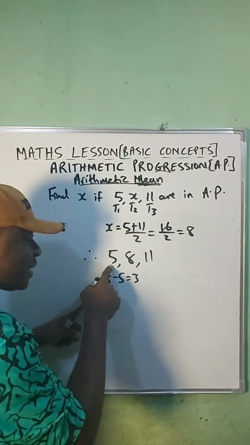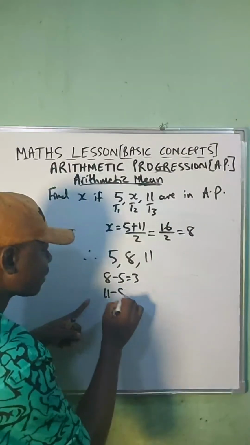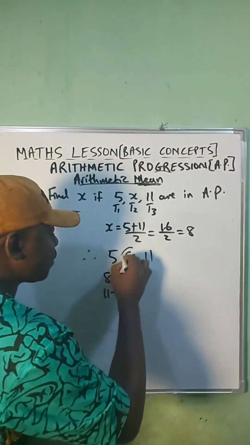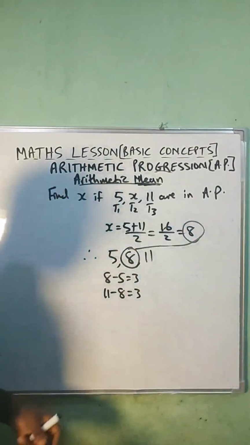This minus this will be the same as this minus this, and 11 minus 8 will also give us 3. So that is the common difference. So the answer is 8.